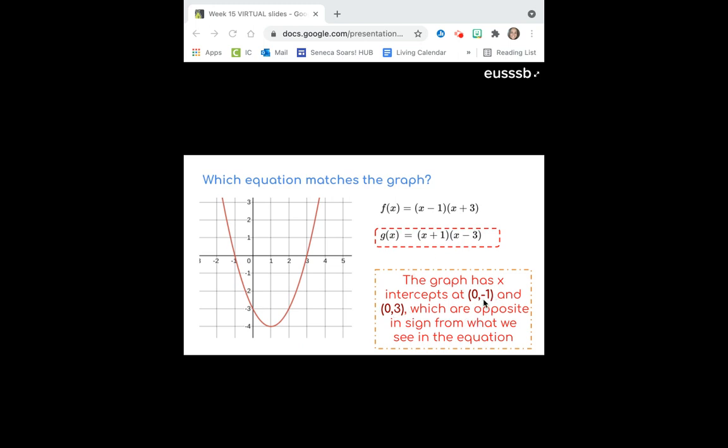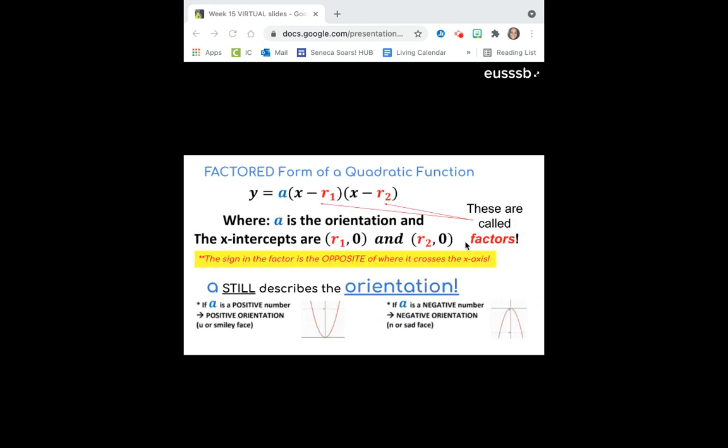So we're going to take those x-intercepts and flip the sign to get the correct equation. So since I crossed the x-axis at negative 1, that's going to say x plus 1 inside of the parentheses. And since I crossed the graph at positive 3, that's going to say x minus 3 inside of the parentheses. Okay, so this equation is actually called factored form of a quadratic function. So anytime you see the two sets of parentheses like this, that's going to be called factored form.